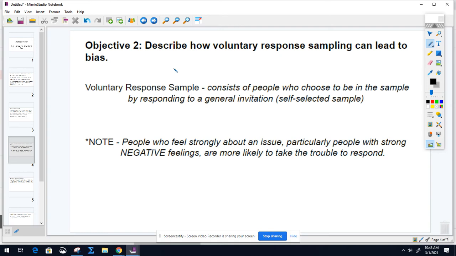If you have a negative feeling towards something, a lot of times if you want to buy a new appliance or something, you go through and read the reviews. A lot of times there's either very good or very poor reviews for those things. So you have to keep that in mind when you're looking at the sampling for a voluntary response sample. You don't have to do it. You put it out there for everybody, and only those who want to respond do respond.